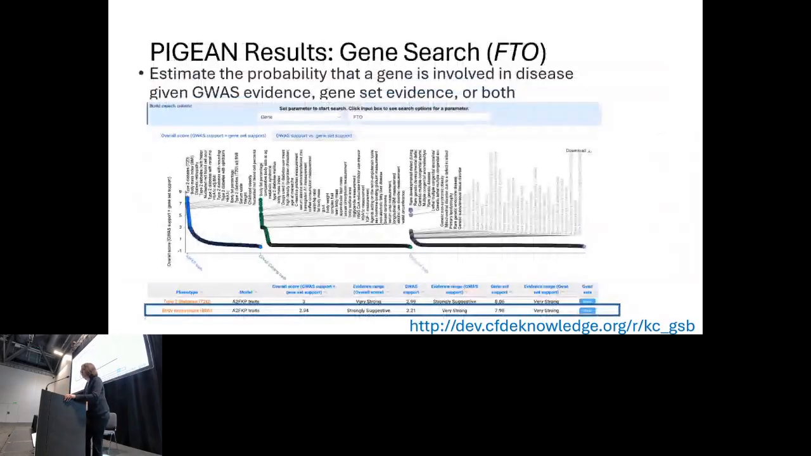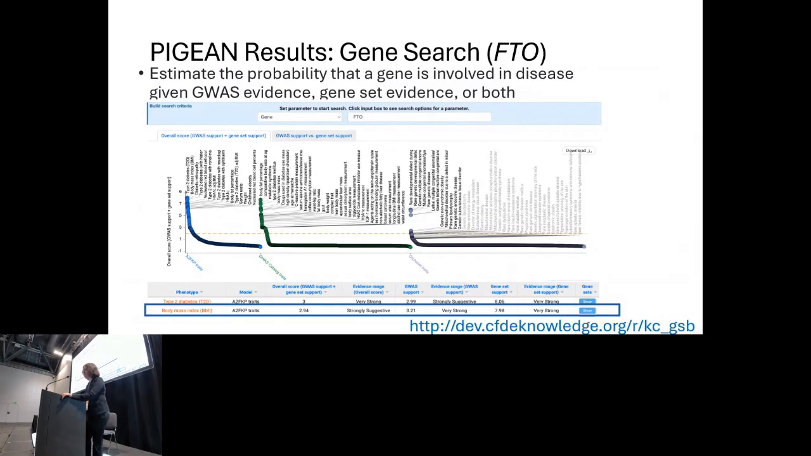Let's say you search for an individual gene, FTO. This interface allows you to estimate the probability that that FTO gene is involved in various different human diseases. And that's again using those lines of evidence we talked about before, GWAS evidence, gene set evidence, and the combination of the two. Here on this plot, you're seeing the combined scores of both GWAS and gene set evidence relative to a whole host of human traits, common disease traits and rare disease traits here.